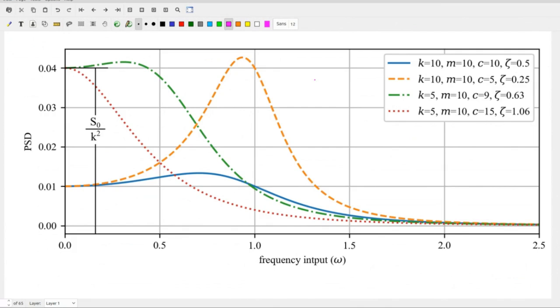So for some of these, right, you have S naught over K squared. I guess the K changes, right? Yeah, the K changes. So you have S naught over K squared as your offset here at the base. And then you can see how they respond to different frequencies. Pretty cool, right? And again, this is just kind of looking at the answer here from a white noise perspective.